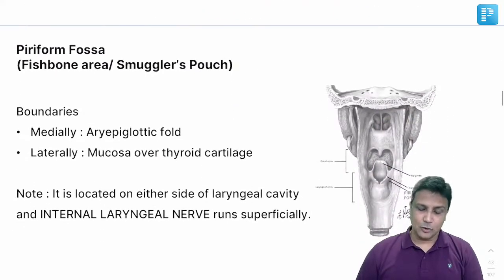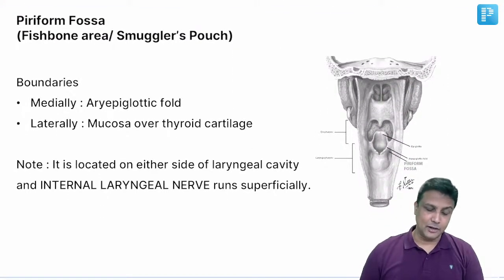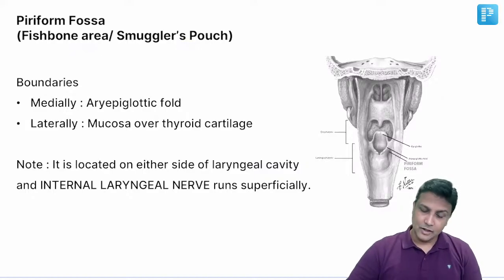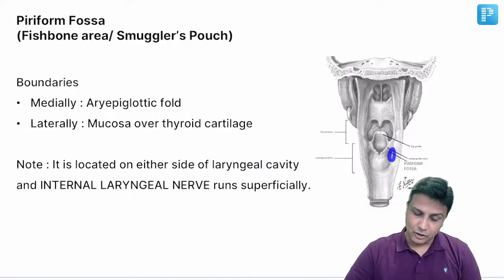Done. Now once you're done with this one, last and final thing will be the piriform fossa, which is also referred to as the fishbone area or the smuggler's pouch. You can very clearly see the piriform fossa on either side of this laryngeal inlet here. Okay now. So this is the piriform fossa over here.